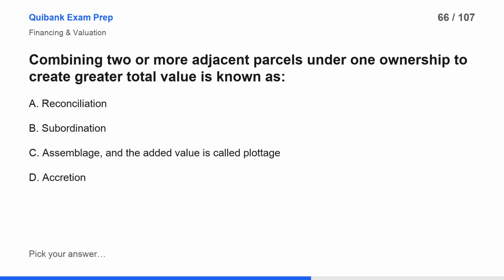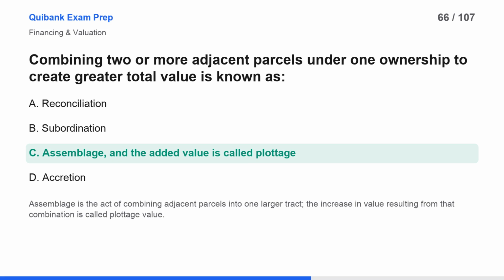Question 66. Combining two or more adjacent parcels under one ownership to create greater total value is known as A. Reconciliation. B. Subordination. C. Assemblage, and the added value is called plottage. D. Accretion.